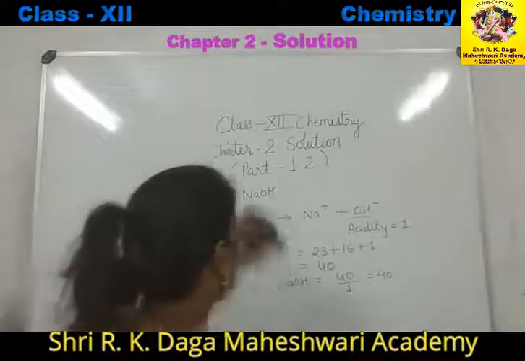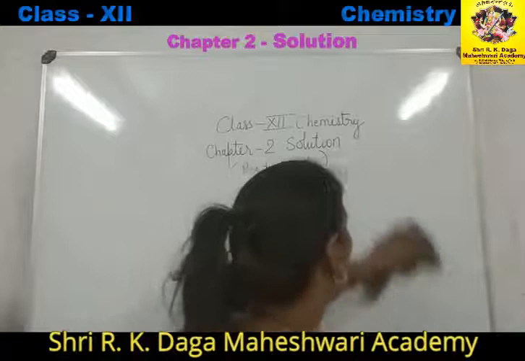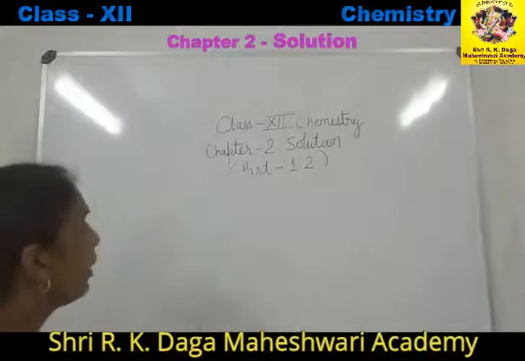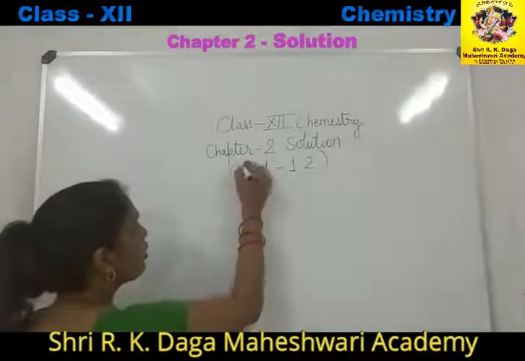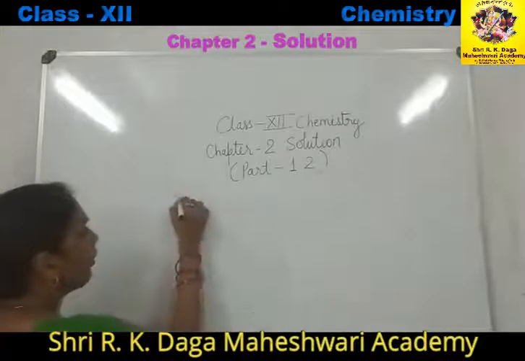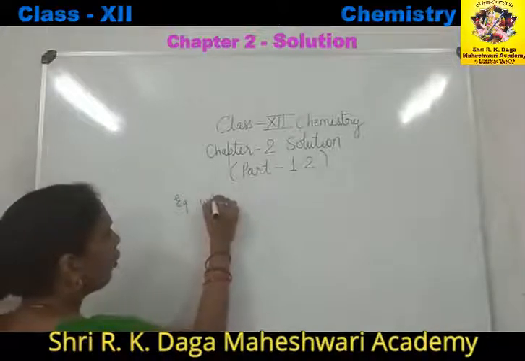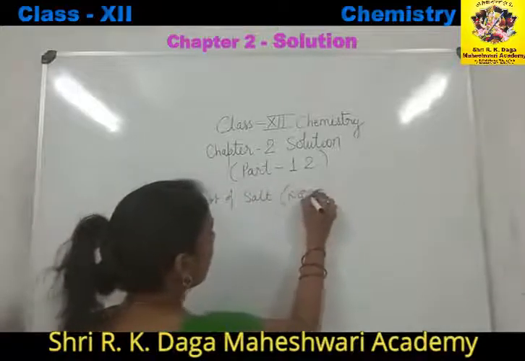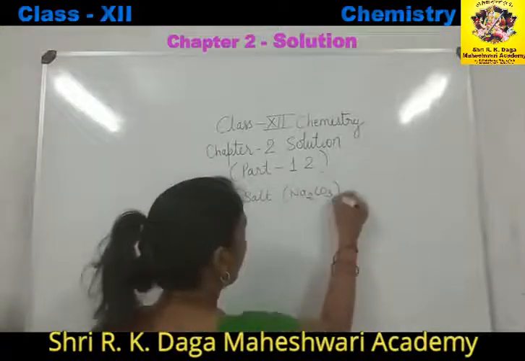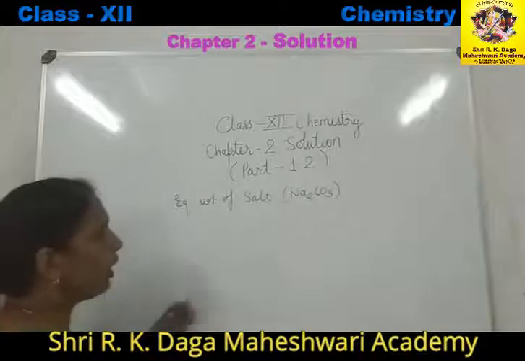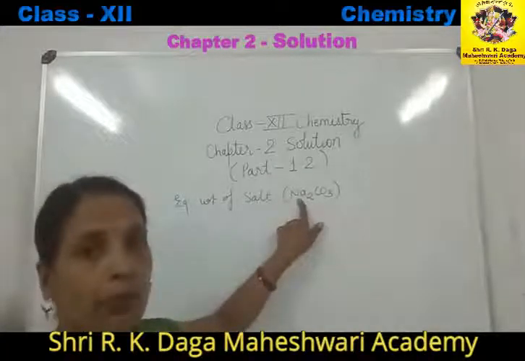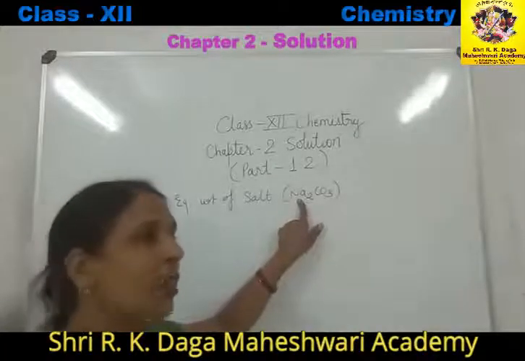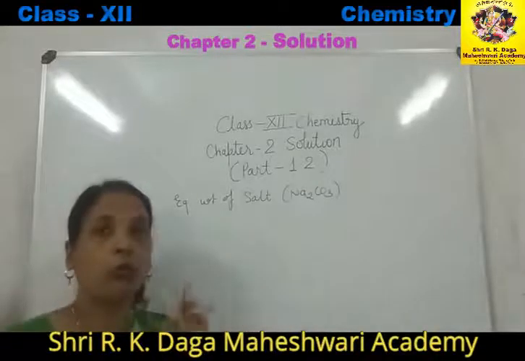Now I come to the next point, that is the equivalent weight of a salt. I am taking an example of Na2CO3, the salt sodium carbonate. First of all, you know very well, a sodium atom is an element of the first group, and all the elements of the first group have a tendency to donate one electron.